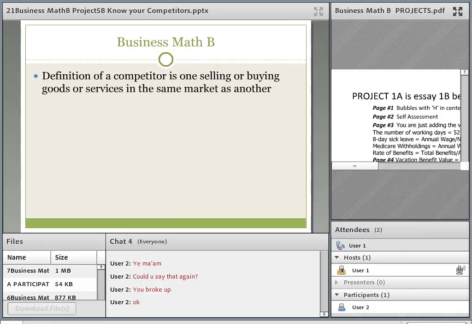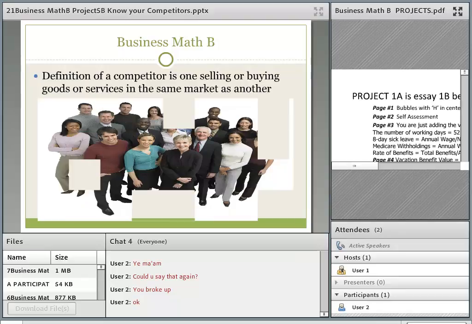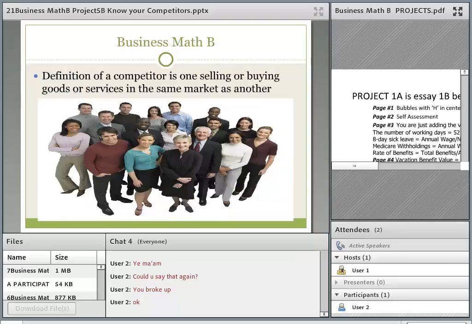The definition of a competitor is one selling or buying goods or services in the same market. Depending on your business, you may have several competitors. It might not just be one. It might not be an individual. It may be several companies. And then you also need to consider your competitors that are locally in your community, in your area, in your state, in your country. You want to look at all of them. Yes, this might take some time, but it can really be beneficial to your company.